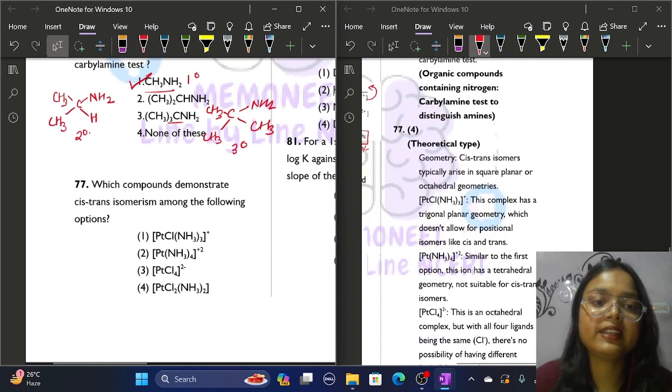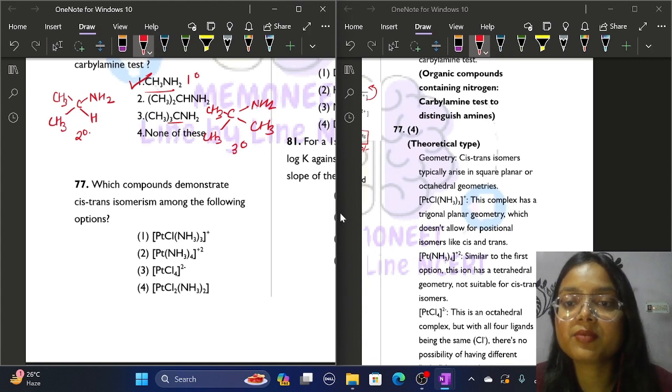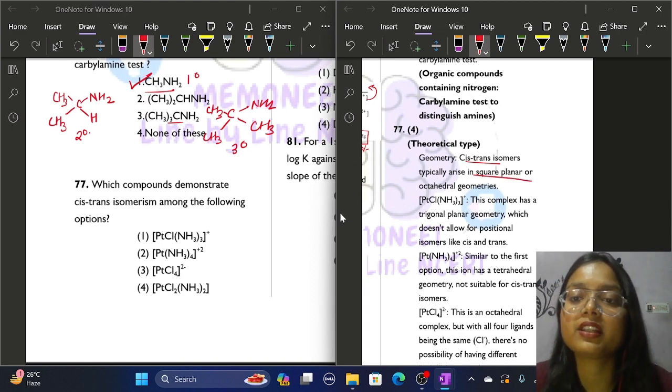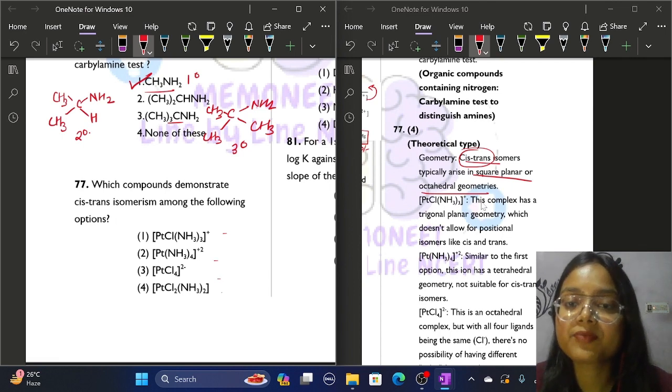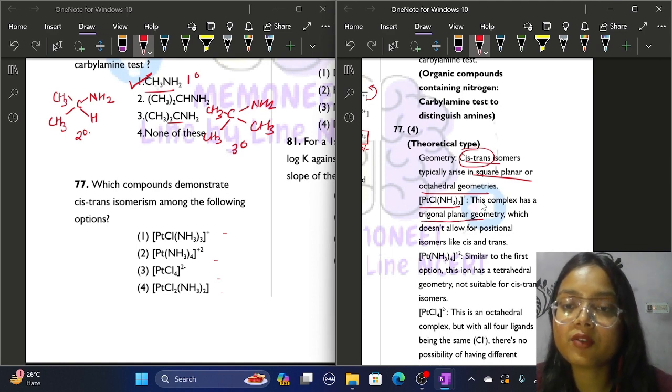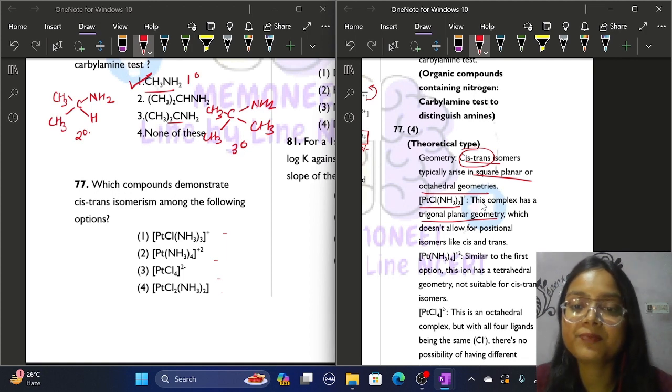For question number 77, which among the following demonstrates cis-trans isomerism? For cis-trans isomerism, only compounds with square planar or octahedral geometry show it. So first we have to find all the geometries. The first option, Pt Cl NH3 whole 3 whole positive, will follow trigonal planar geometry. So it does not have cis-trans isomerism.